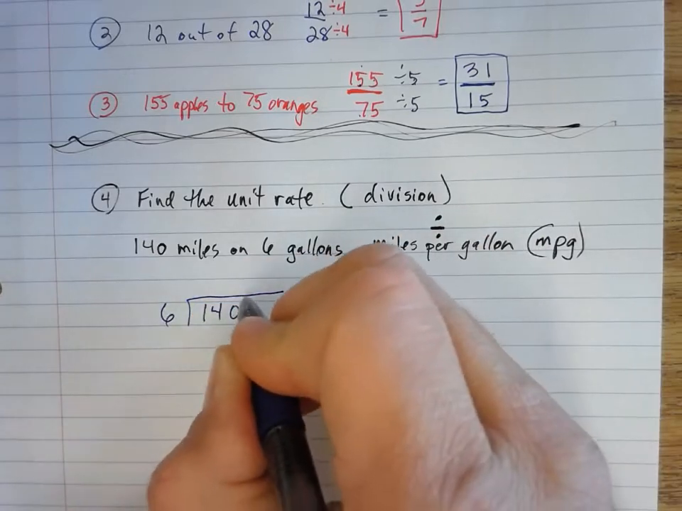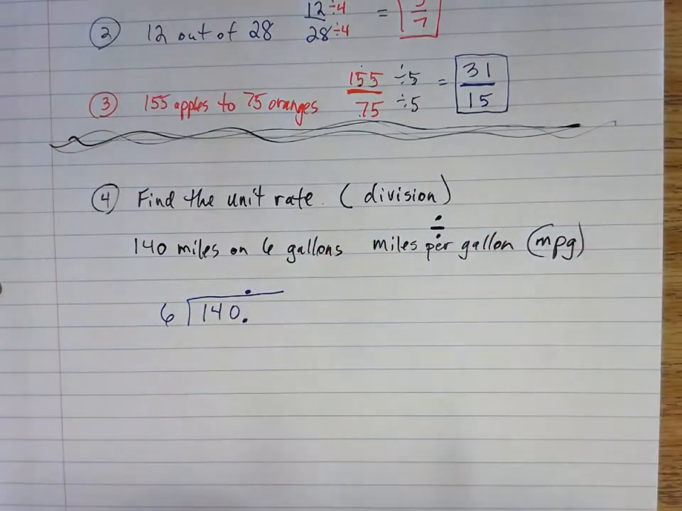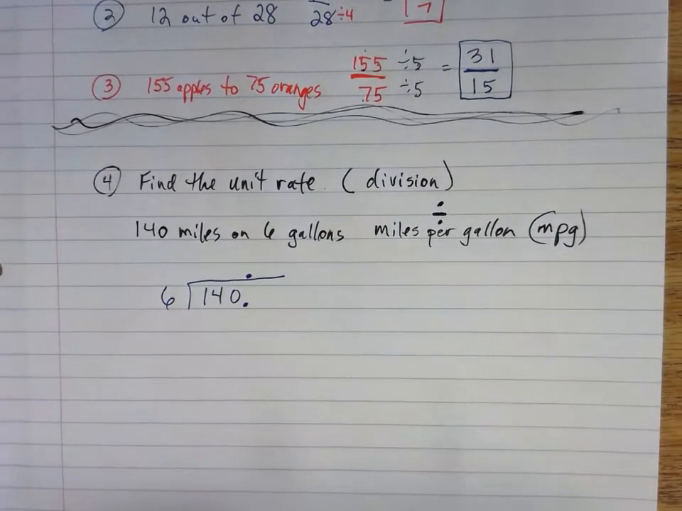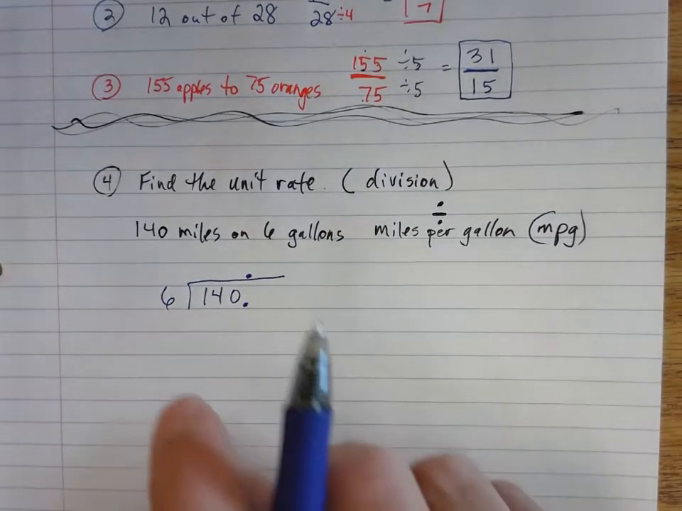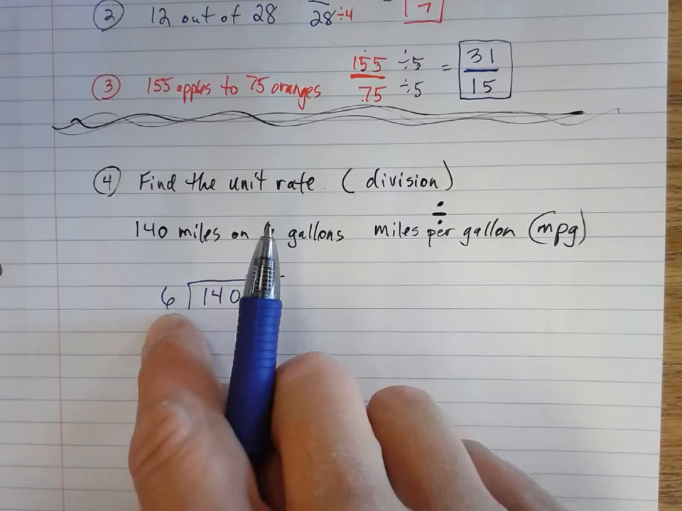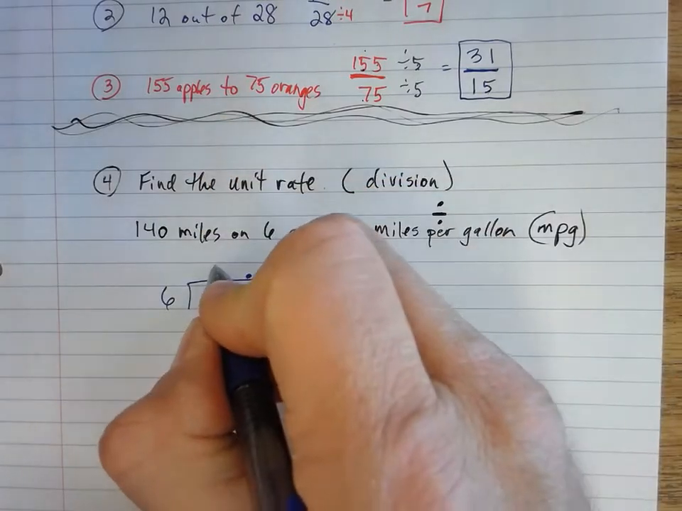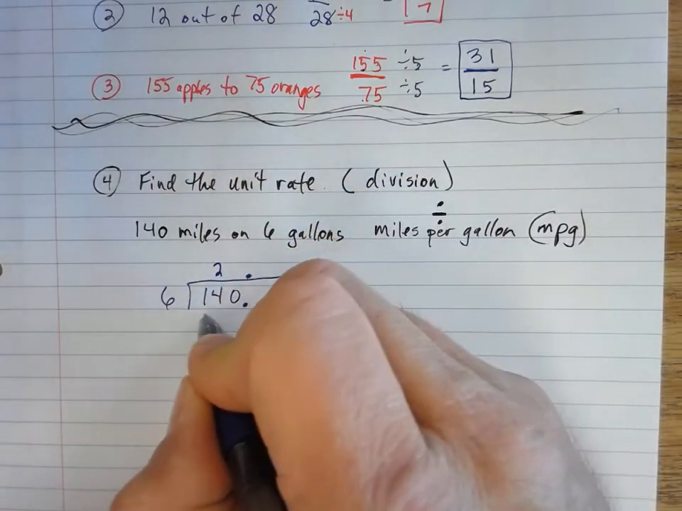I'm going to go ahead and put my decimal out here, just in case I need to add on some zeros in a minute. I may not need to, but I'm just going to put it there just in case. Alright, so long division, review, here we go. 6 into 14, that would be twice, because 2 times 6 is 12.